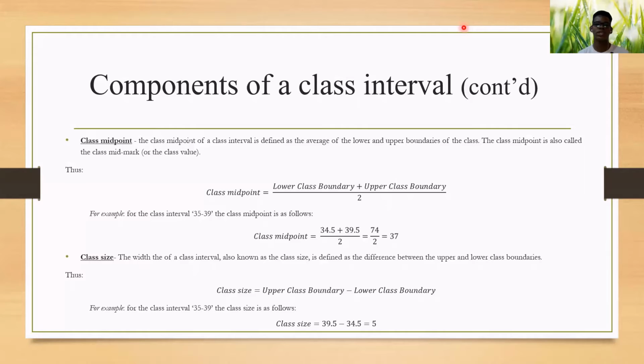All right, so the class midpoint of a class interval is defined as the average, you can't get away from this average, of the lower and upper boundaries of the class. So you can't get the class midpoint without knowing what your lower and upper boundaries are. And please use your lower and upper boundaries, not your lower and upper limits. You'll get different answers, right?